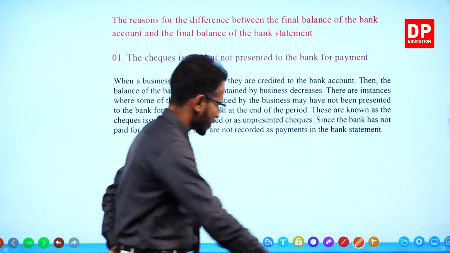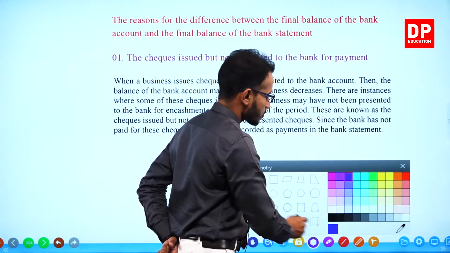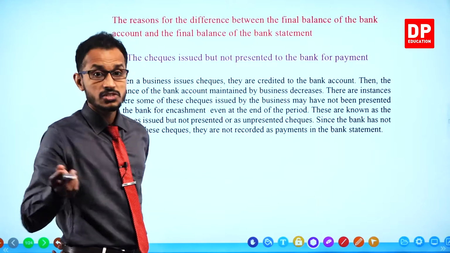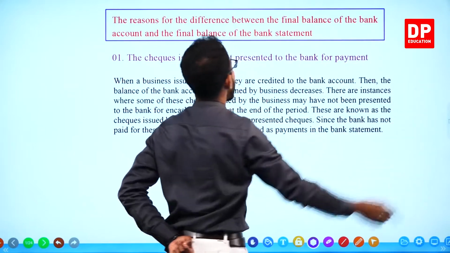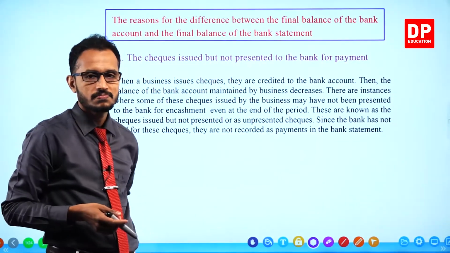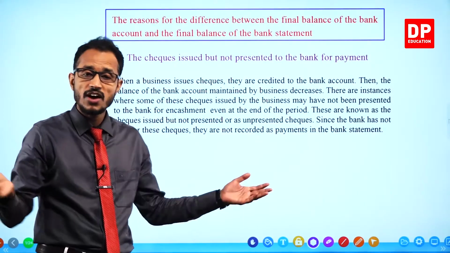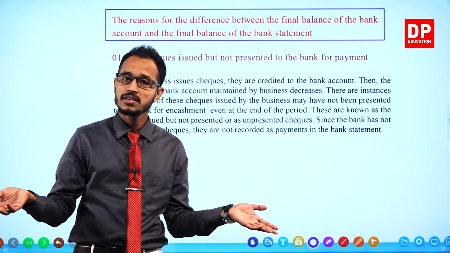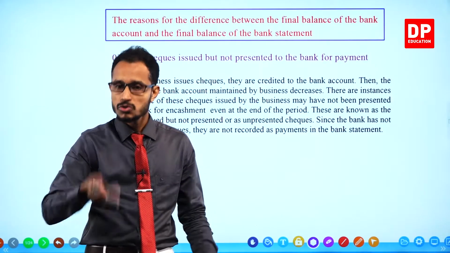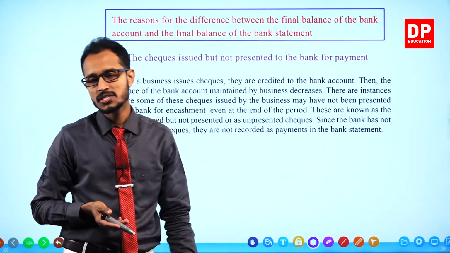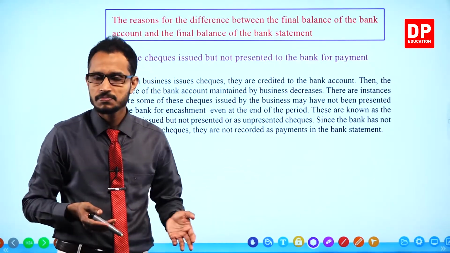As the topic reads out, let's trace out the difference in between the final balances. What final balances? Where should we look to see these final balances? And what balances are these final balances?